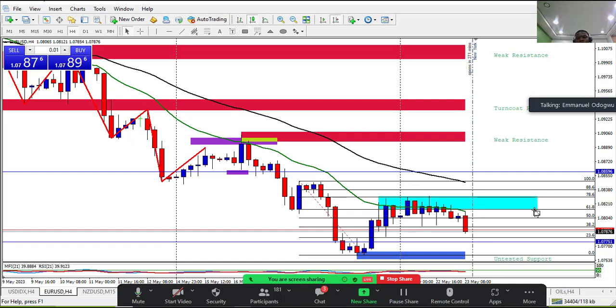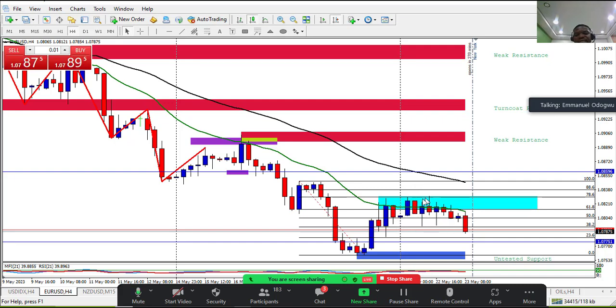So we are not only pointing you in the market direction, we're also teaching you how to get these things by yourself. You will remember that teaching a man how to fish is always better than giving the man fish. So you can see that it retraces inside this area.